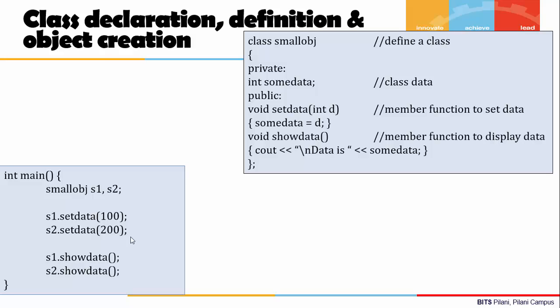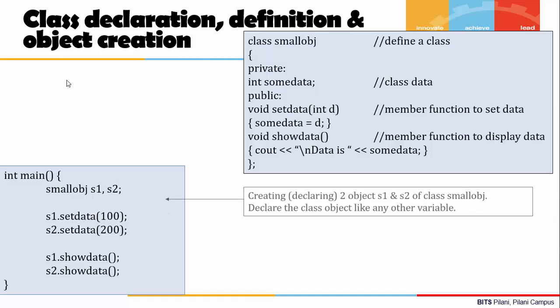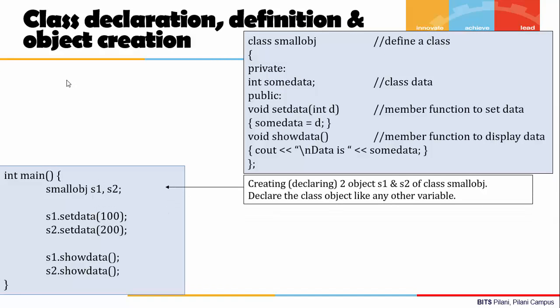The first statement in this main program, SmallObj s1, s2. The first statement in int main creates, or defines, two objects s1 and s2. These are two objects of class SmallObj. So this declares the class objects.